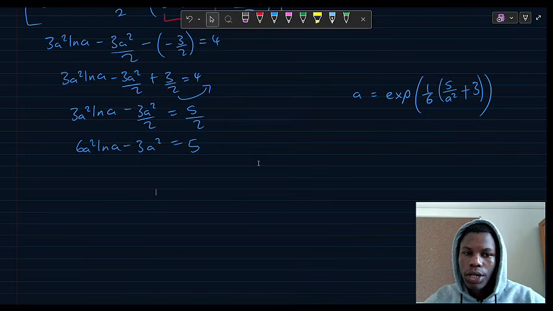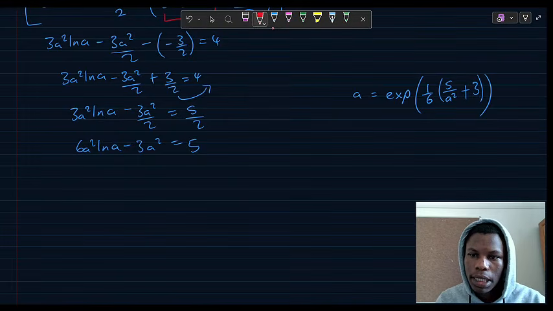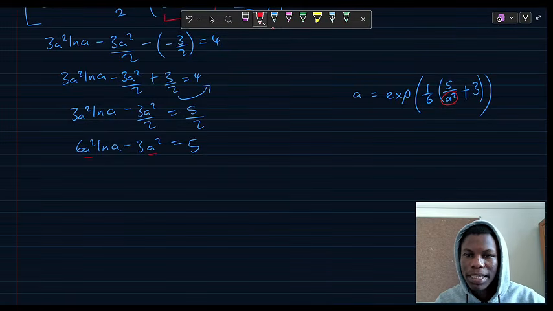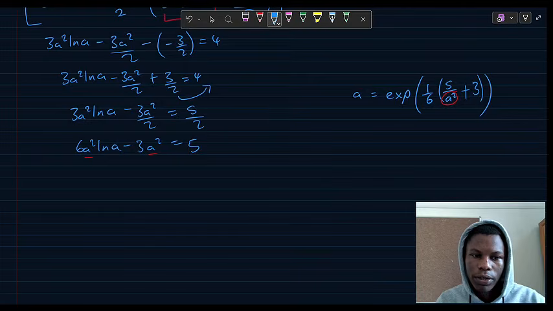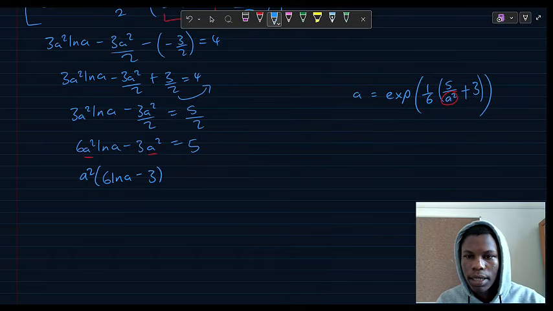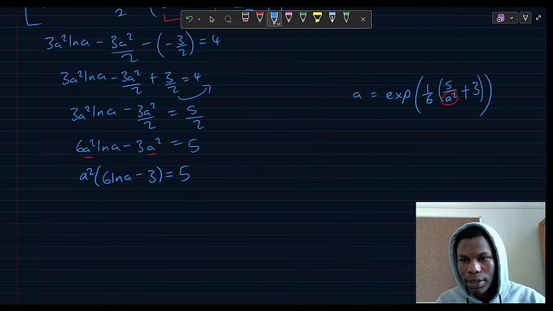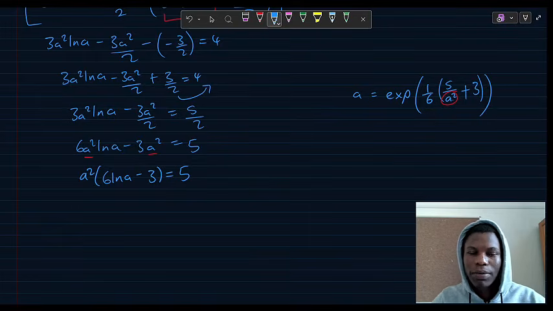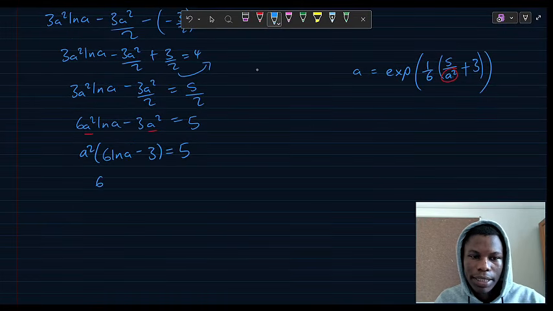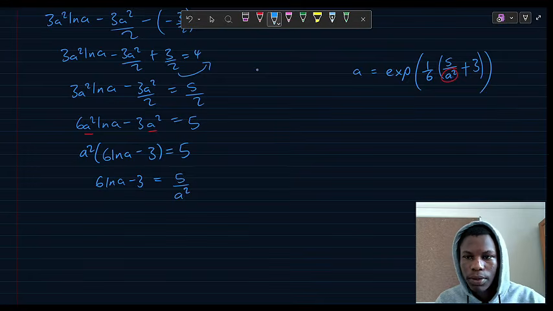Okay. So the first thing that I notice is this a squared that's there by itself. I can see that I've got 2 a squareds here, so I'm tempted to factor out an a squared. And I think we're going to do that. The a squared is dividing a 5. So we could factor out a squared, and then we've got 6 ln a minus 3 is equal to 5. I can tell that my a squared there is dividing a 5, so I can divide both sides by a squared, so that I've got 6 ln a minus 3 is equal to 5 over a squared.